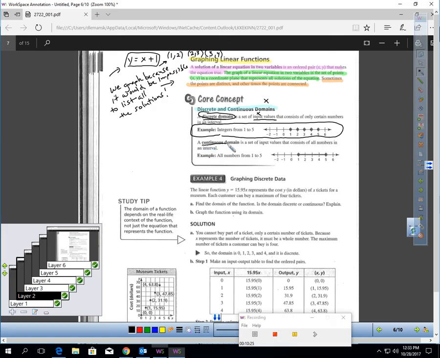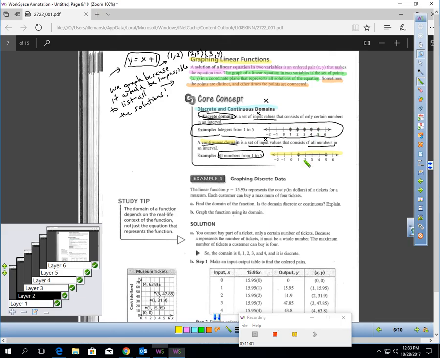Continuous is something different. Continuous is a set of input values. Remember, inputs are x's. It's a set of x's that consist of all numbers in an interval. That's different than what I just said here, because if I want all the numbers from 1 to 5, that graph would look different than what's up here, because I could have 1.1, or 2.01, or 3.99. I'm looking for all the numbers from 1 to 5. This down here would be a sample of a continuous graph, where up here is an example of a discrete graph.